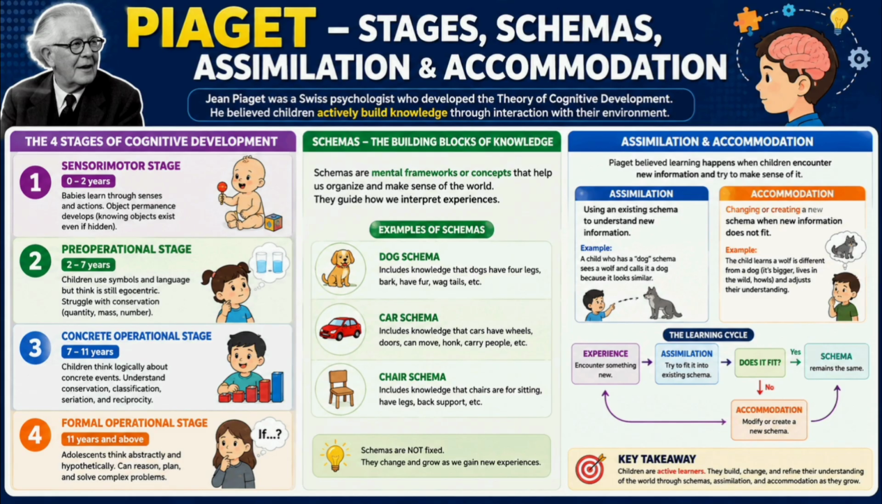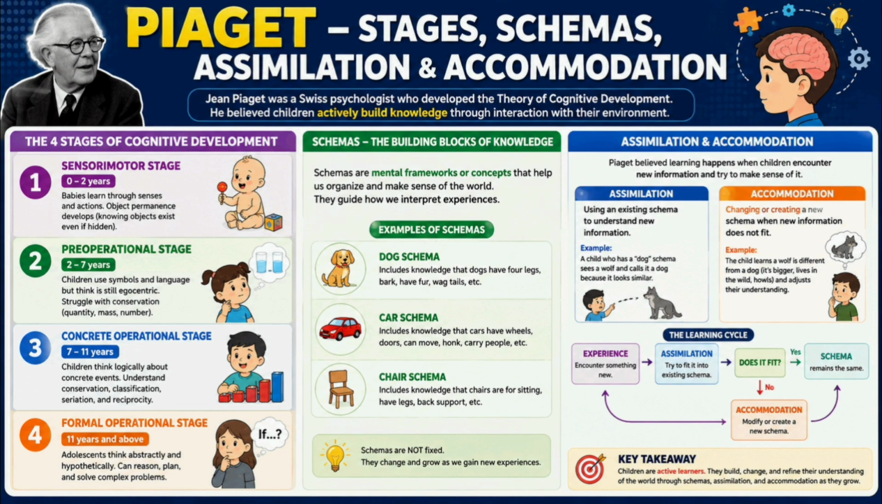What is assimilation? Assimilation means using an existing schema to understand new information or experience. New experience fits into an existing mental framework. For example, a child already has a schema for a dog. The child sees a wolf for the first time, and because the wolf looks similar to a dog, the child says dog. The child is trying to understand the new animal using the existing dog schema. This is assimilation.